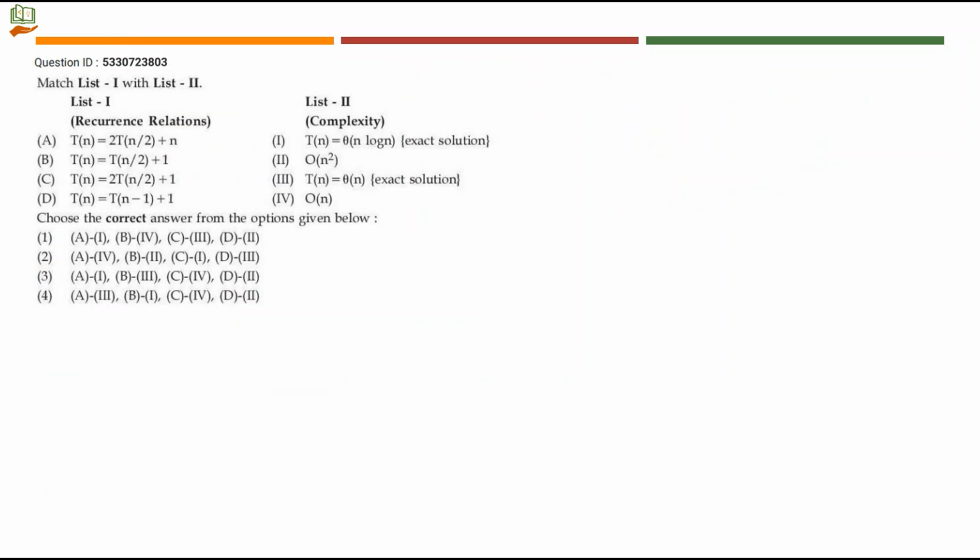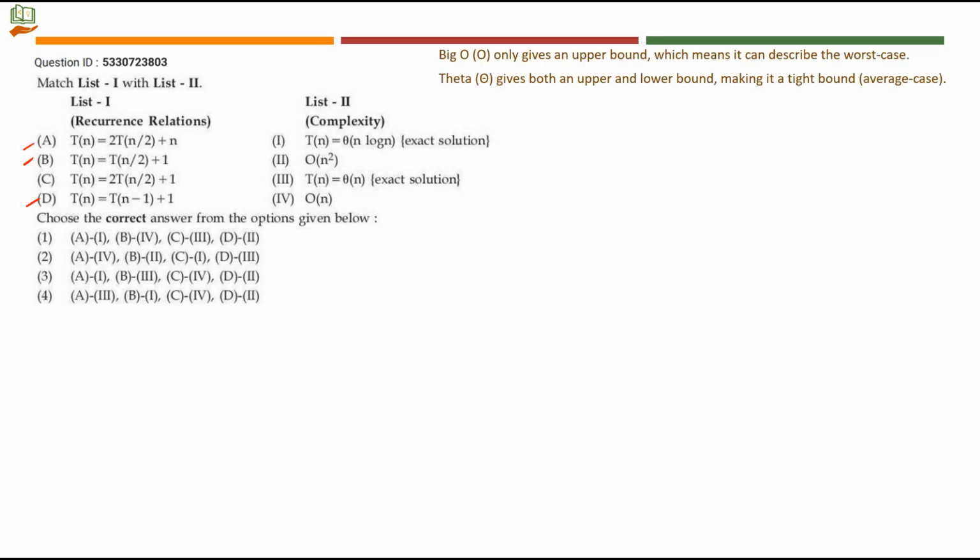Next question. Match list 1 with list 2. List 1 has recurrence relations and list 2 has complexity. B, A, D are from the question that is already solved. So let's take the difference between big O and theta now. Big O only gives an upper bound, which means it can describe the worst case. What about theta? It gives both an upper and lower bound, making it a tight bound. That is what we call as average case.